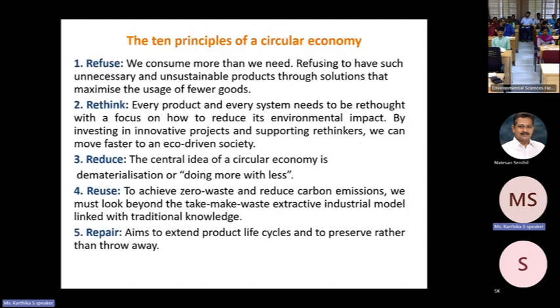So, the 10 principles of a circular bioeconomy. One is refuse. We consume more than we need. Refusing: we are consuming more than what we need. Today we are practicing this. Do you agree or not? Look at how many markets there are, how many products there are, how much we are actually consuming, and how much they are throwing away as waste. Just think over that.